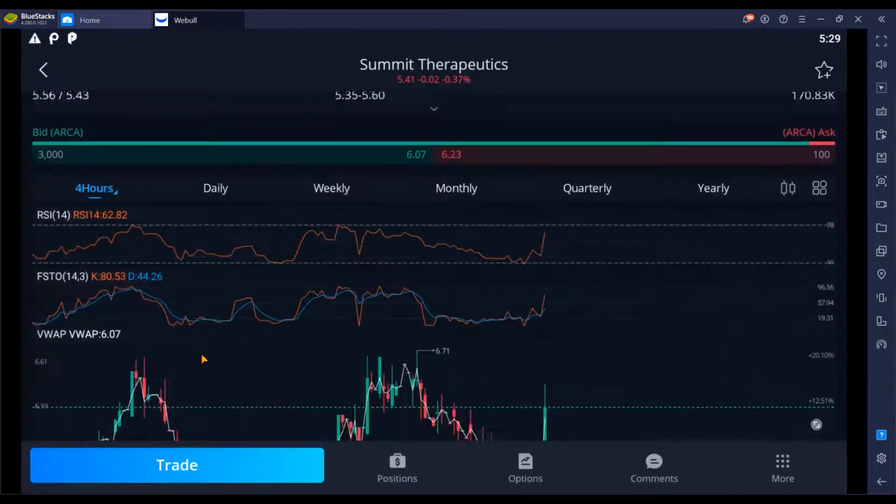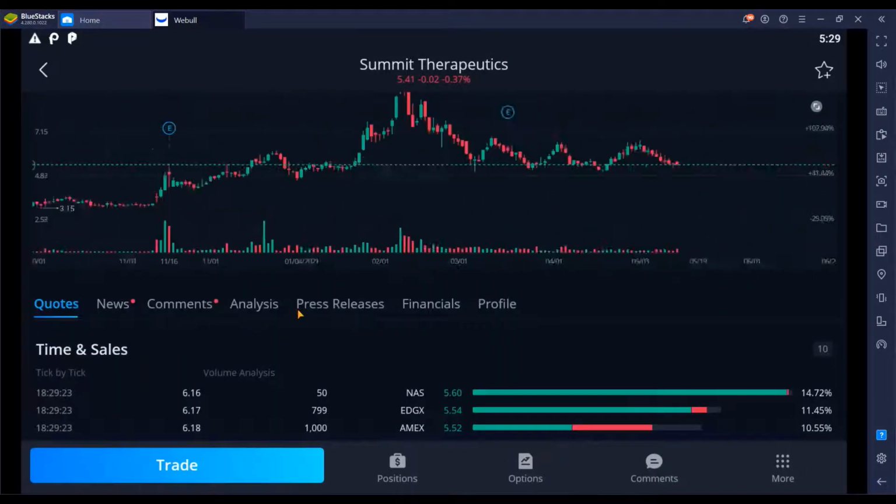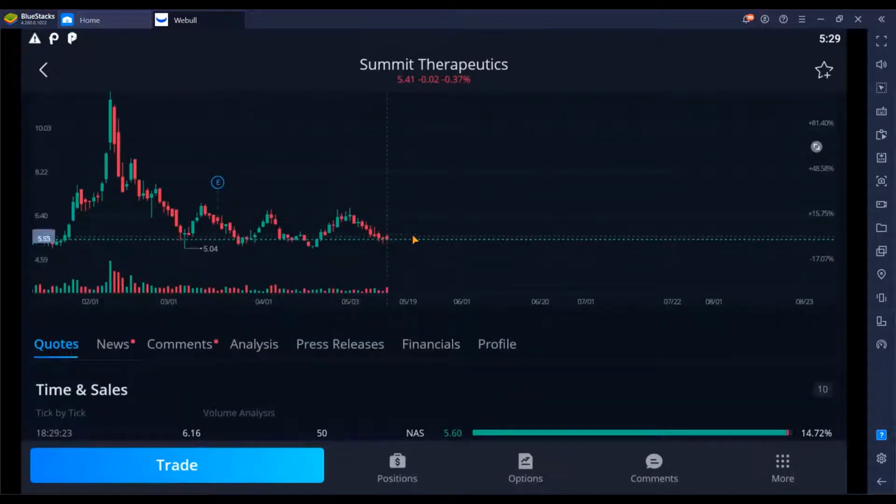If I go to daily here, you're gonna notice that this candle is not showing that it ran to 641. You see where it's at? 563. It's not showing that it's at 641. So what I'm trying to explain is that action that happens after hours and pre-market does not count towards the daily, weekly, and especially monthly and so on.